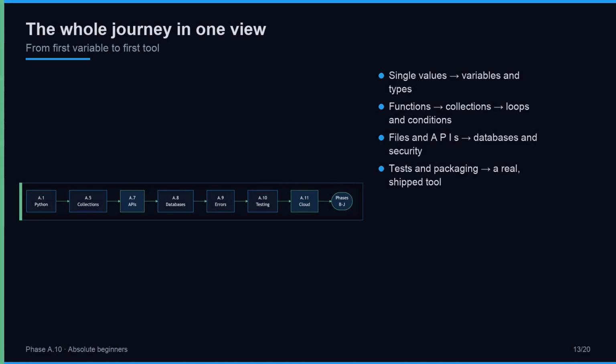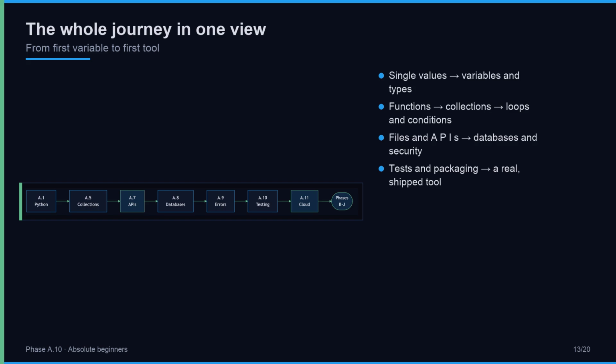It starts with single values, then grows into variables and types. Functions let you name and reuse work. Collections let you hold many values at once. Loops and conditions let you walk and branch through them. Files and structured data connect your code to the disk. APIs connect it to the internet. Databases give it memory. Security gives it safety. Tests, packaging, and continuous integration turn scripts into a real tool. Each step felt small. The chain is enormous.